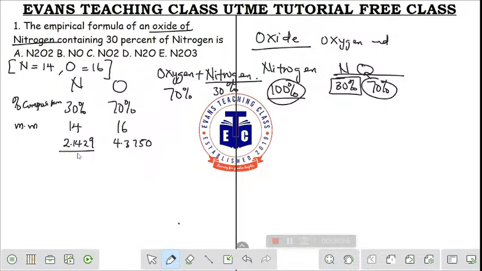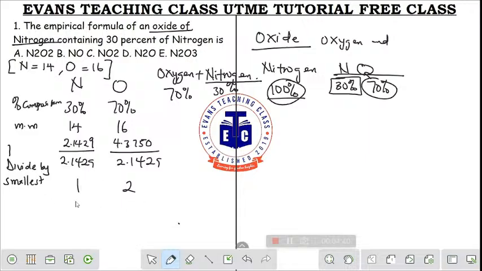So divide both sides by the smallest. Now the next thing you are doing is divide by the smallest. Which one is the smallest? The smallest is 2.1429. So you divide by it. Approximately we are having something like 1 here, and here you are having something like 2. So you can see that you don't even need a calculator in some of them.